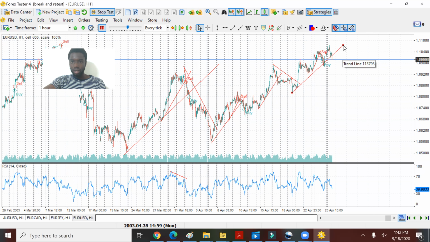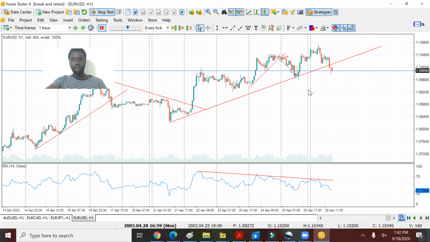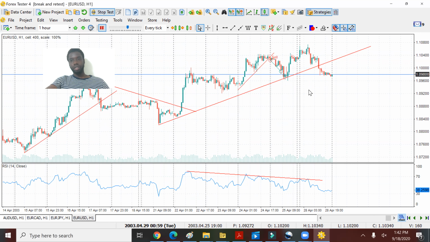Let me extend this trend line so I can see this. We are having some divergence here. As far as I can see, price is making higher highs, right? But it's making lower highs here. It's kind of worrying, and it's already broken our trend line. And I think we even missed the entry.